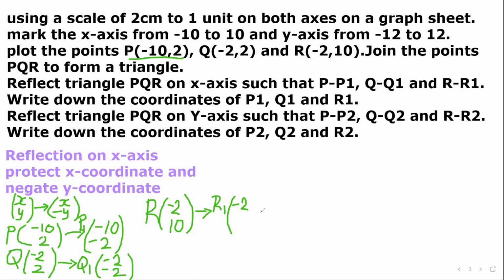And then once you are protecting this one, the other coordinate, which is the y coordinate, will suffer with a minus sign. So here it will be minus 10. Okay, good. And that is that. Once you've done the calculation, you plot your points to join a particular triangle. Let me do the next calculation before you go to the graph board to plot our coordinates. Let's see the reflection on the y-axis.